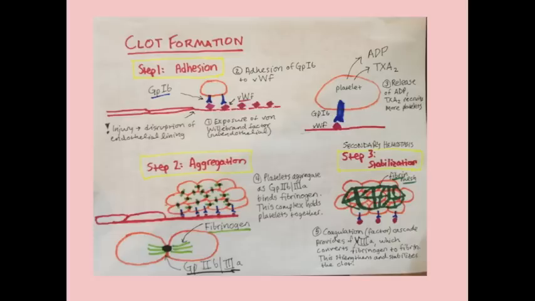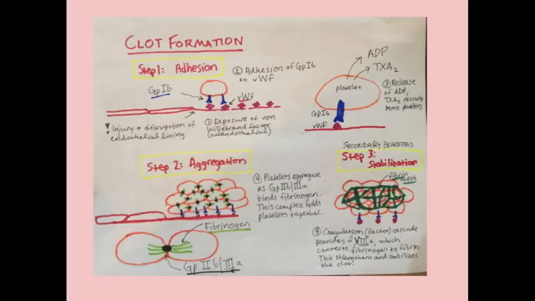Von Willebrand's factor attaches to glycoprotein 1b, and glycoprotein 1b is a protein that's expressed on the outside of the platelet. So GP1b and von Willebrand's factor attach, and that's how you get your initial adhesion of a platelet to the lining. Now that platelet, once it adheres, releases factors, and those factors will recruit more platelets, and the platelets will then aggregate.